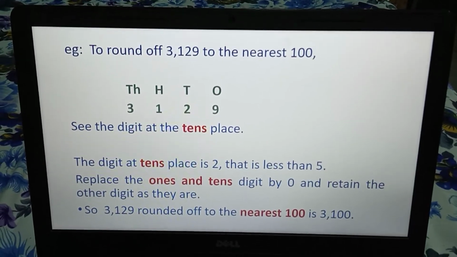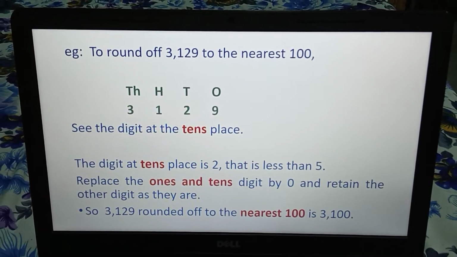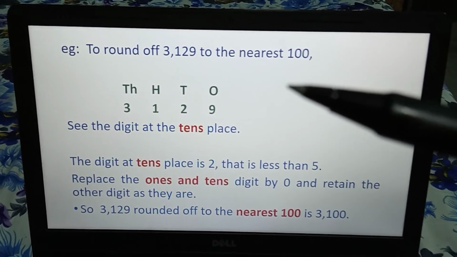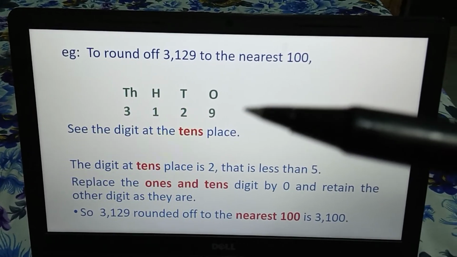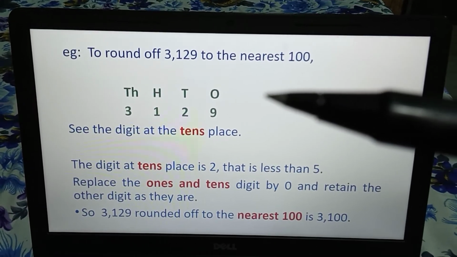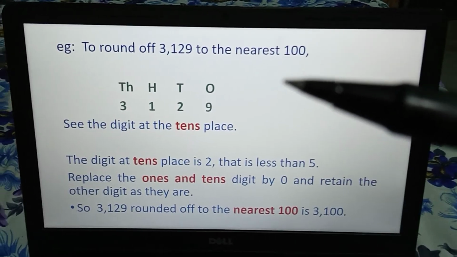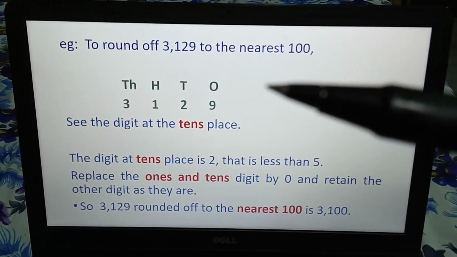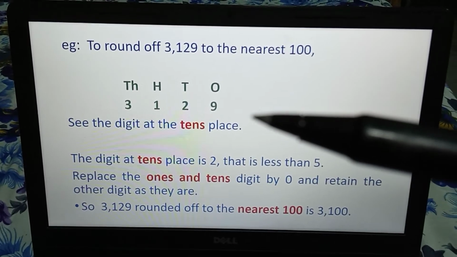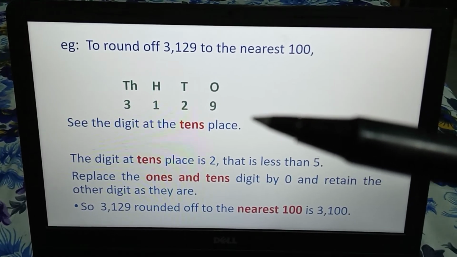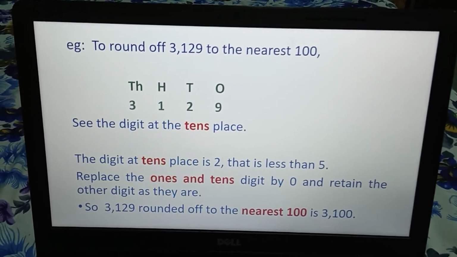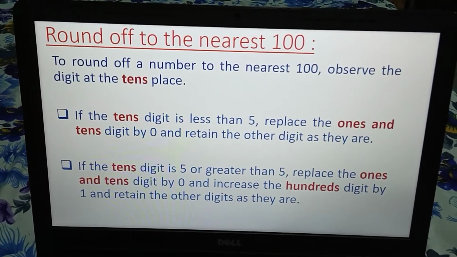To round off 3129 to the nearest 100. Okay. Now I am writing here the place values, children. Now you have to check for the tens digit. Okay. Because we have to round off to the nearest 100. So you will check for the tens digit. Now what digit is there at the tens place? It is your 2. Now 2 is less than 5. So we will follow rule number 1. What was our rule number 1?